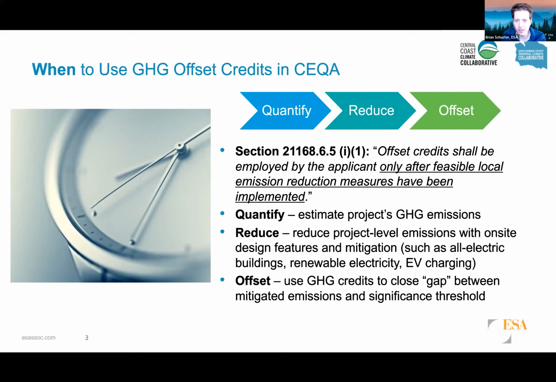It is in CEQA guidelines as well, sort of identifying that. You need to quantify your project's emissions and then reduce on-site to the maximum extent that you can. EV charging, all electric buildings, renewable electricity, et cetera. And then finally, if additional reductions are needed to get to your significance threshold, whatever that may be, offsets can be used to close that gap. Next slide.